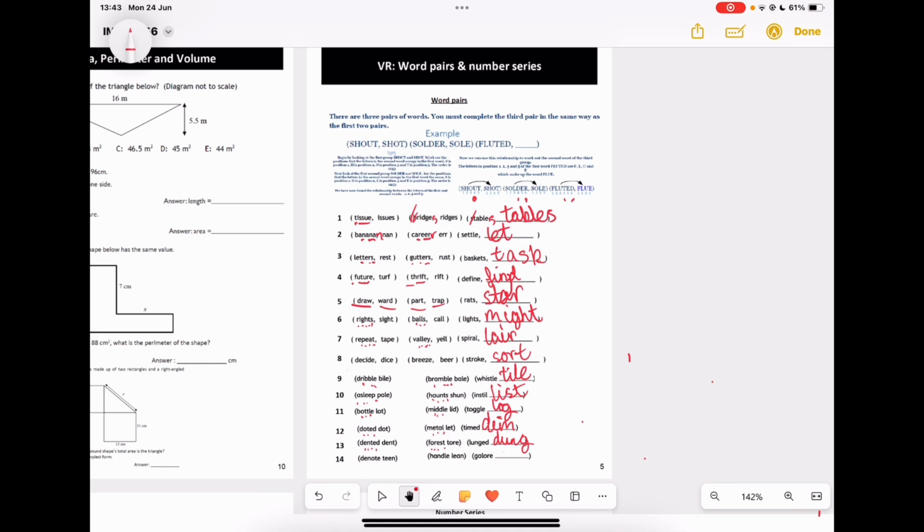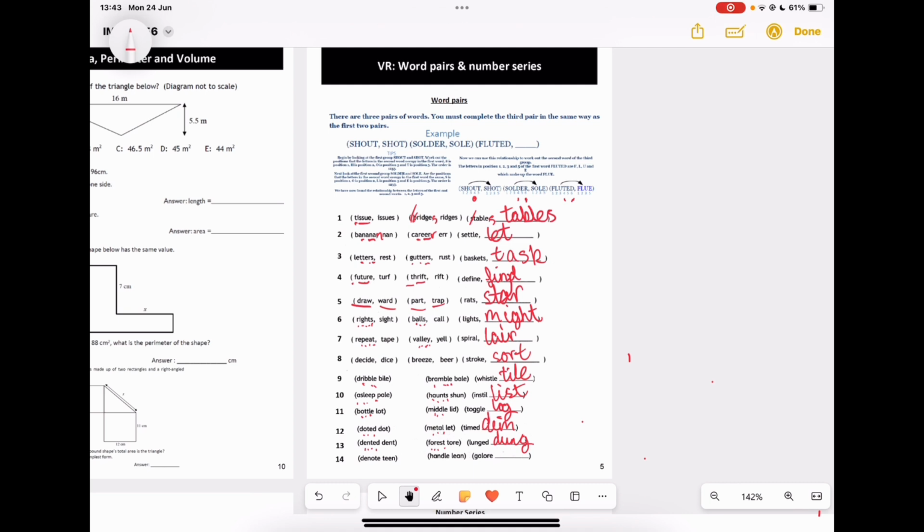And this is where vocabulary can become important in VR, because knowing that dung is a word, although it may be a little informal, it's important to know that so that you're still confident in your answer. So, as always, practice your vocabulary.